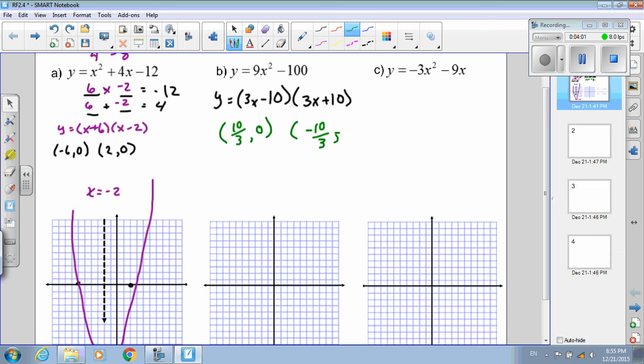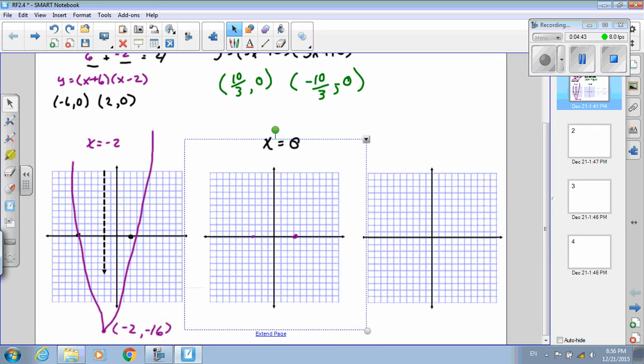So what's fun about difference of squares is my axis of symmetry will always be 0, because I have 10 over 3, which is 3 and a third here, and then I have negative 3 and a third. If I split the difference between those two, with a difference of squares the axis of symmetry will always be found at x equals 0, which basically is the y-axis, meaning that my vertex would be 0, negative 100. So I can graph that.